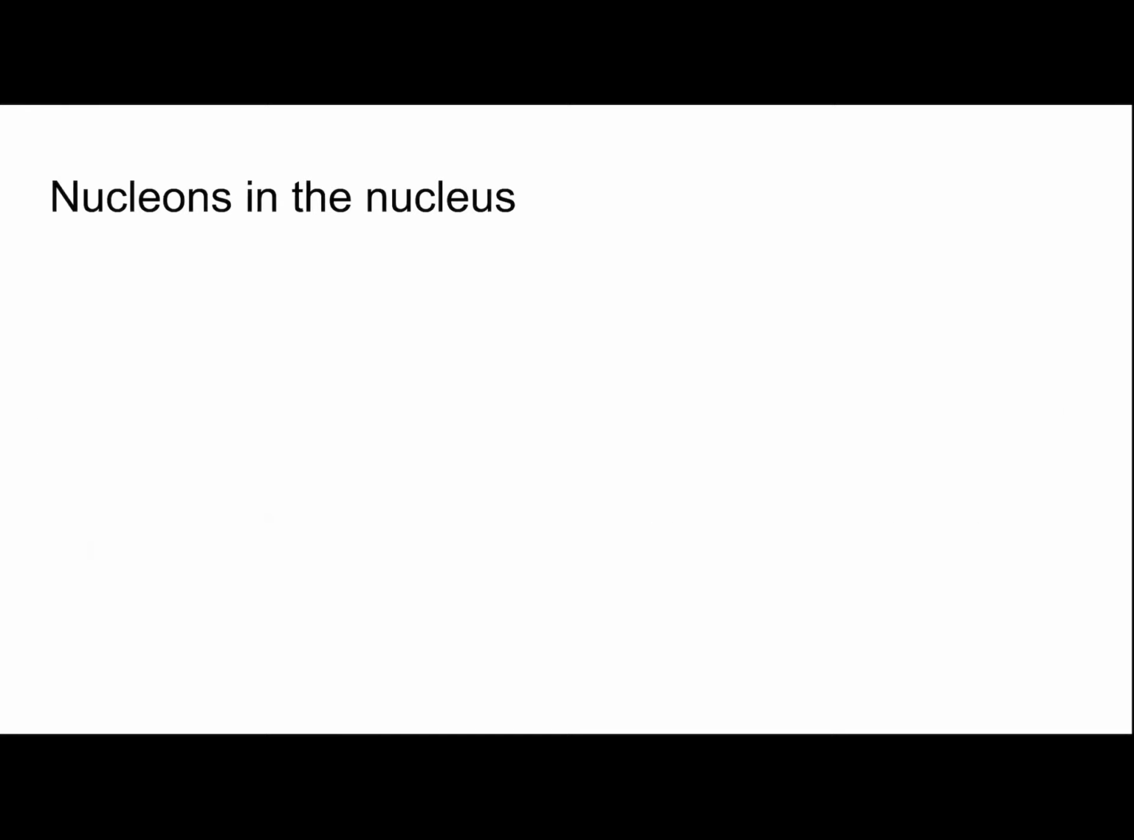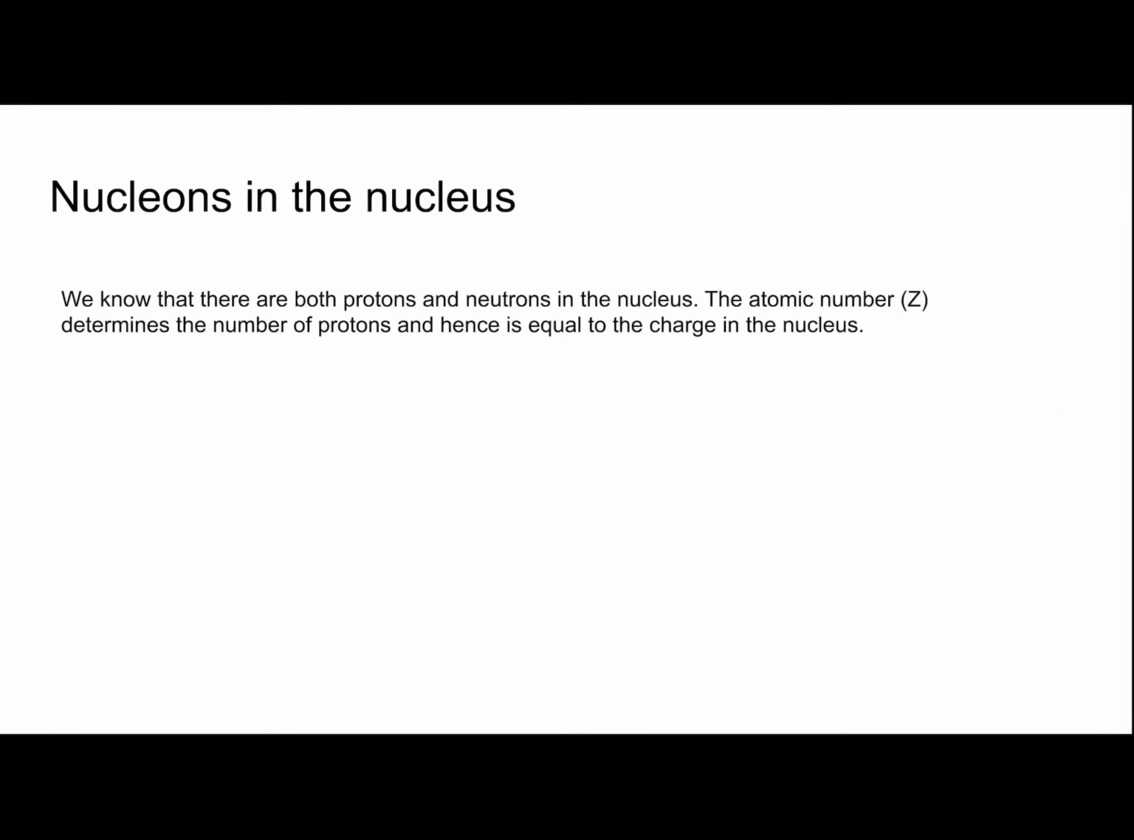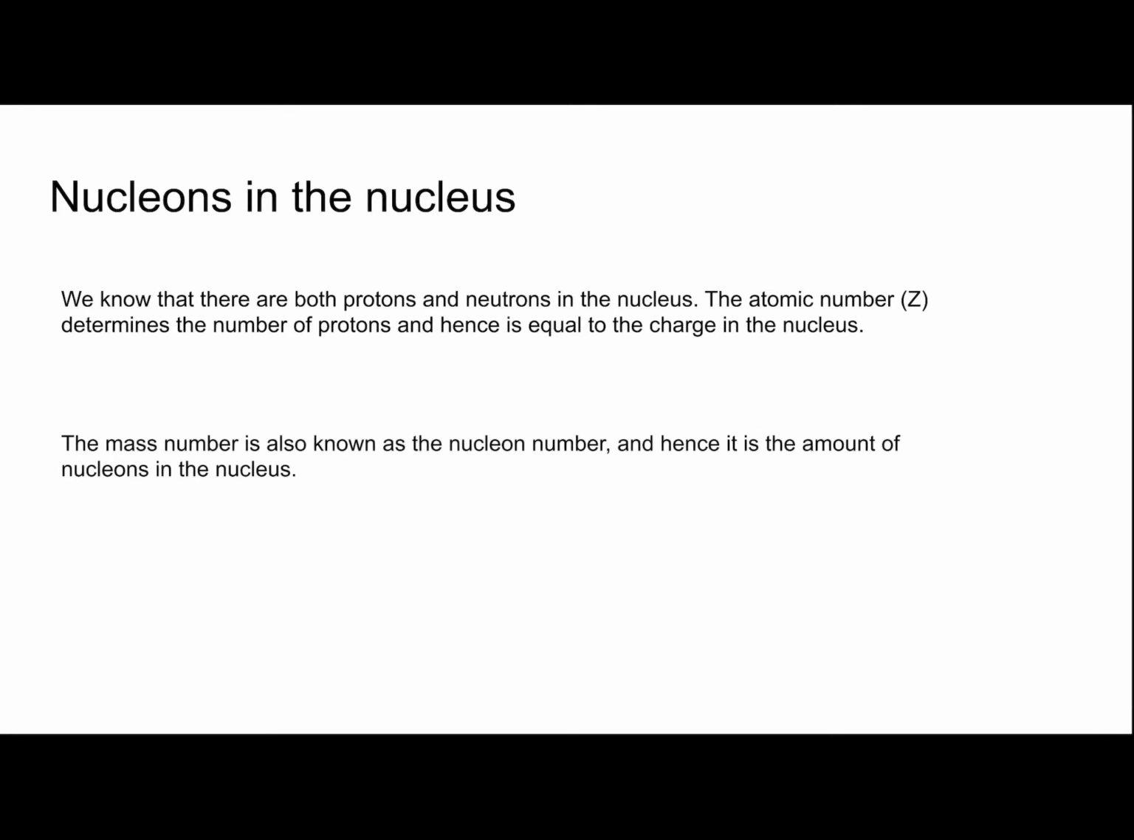Okay. So nucleons in the nucleus. We know that there are both protons and neutrons in the nucleus. The atomic number, sometimes abbreviated as Z, determines the number of protons, and hence it is equal to the charge in the nucleus, because the charge of the neutrons is 0, but the charge of the protons is positive 1. Therefore, the number of protons is equal to the charge on the nucleus. The mass number is also known as the nucleon number. It is the amount of nucleons in the nucleus, so that's the number of protons plus the number of neutrons in the nucleus.